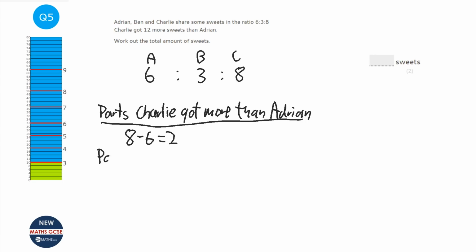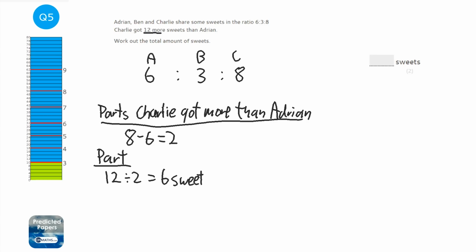And so let's have a look and see what one part is worth. So those 2 parts equates to 12 more sweets. So we do 12 divided by 2, 6. So each part is worth 6 sweets.